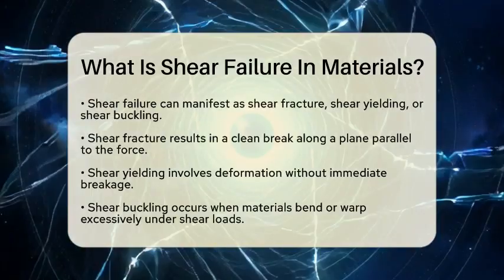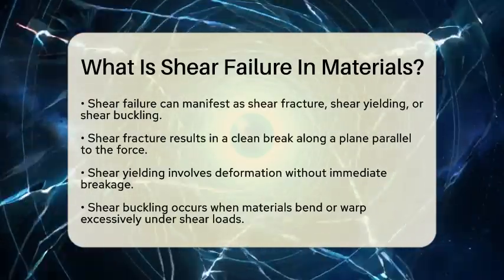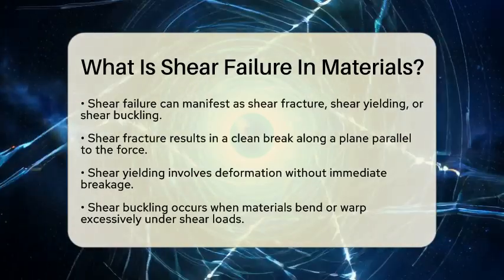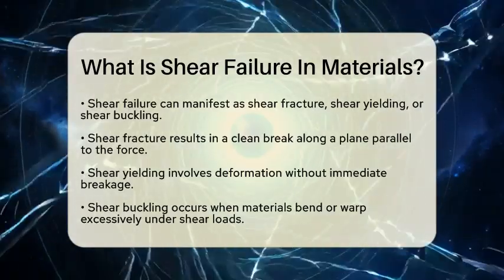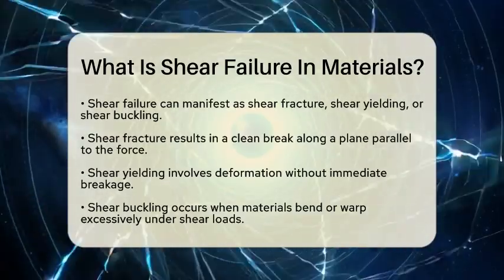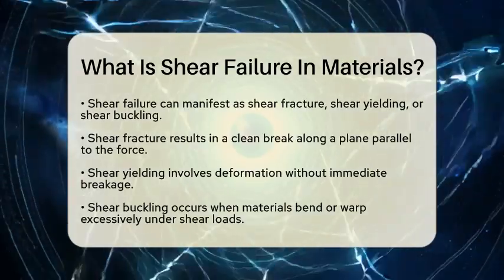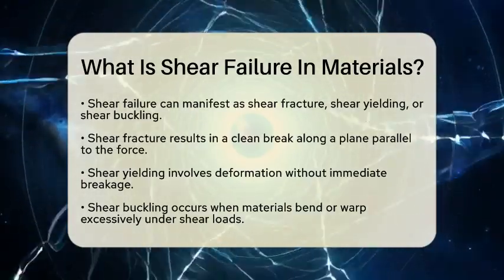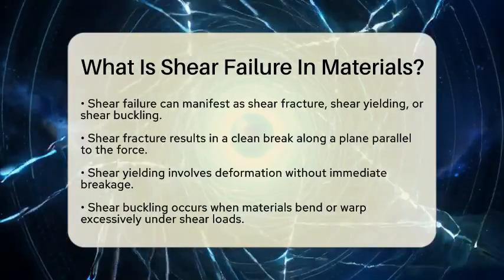There are different ways shear failure can show up in materials. One way is through shear fracture, where the material cleanly breaks along a plane parallel to the force. Another way is shear yielding, where the material deforms but does not immediately break. Then there is shear buckling, where the material bends or warps excessively under shear loads, reducing its ability to carry weight.